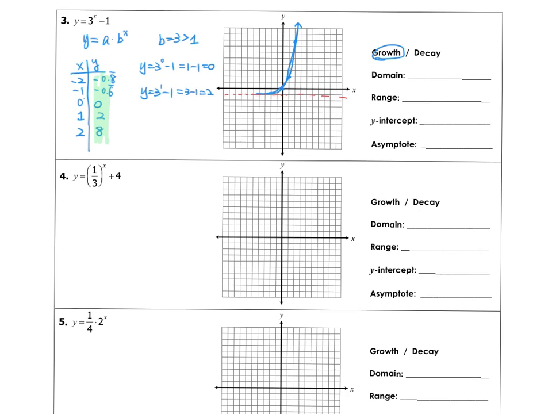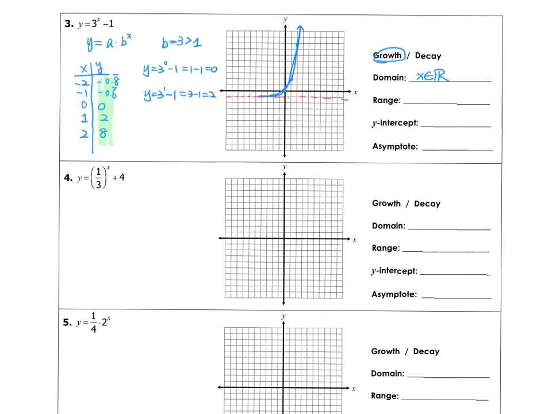So the domain is, what are the possible x values? X can be all real numbers, right? That's how we write x belongs to real. And the range is y cannot cross that negative 1, and y has to be greater than that. The y-intercept, if I use my red, is right here, 0, 0. On the graph and on the table, they're the same thing. And like we said, the asymptote is y equals negative 1. Okay, so that's number 3.